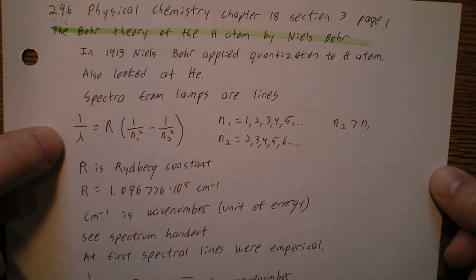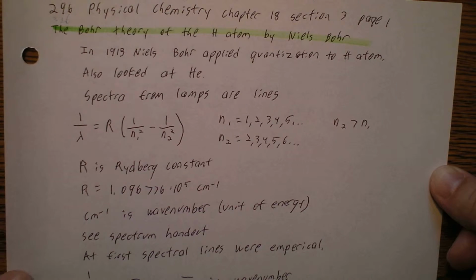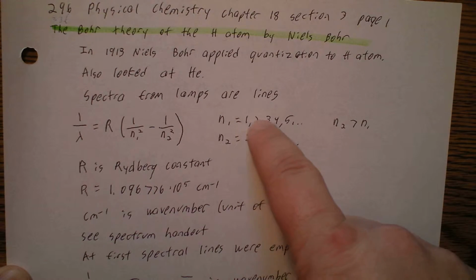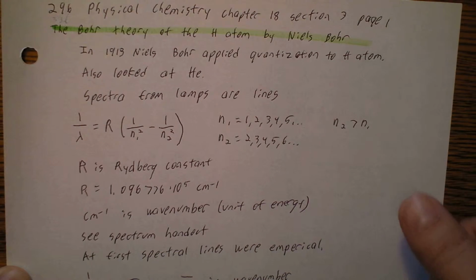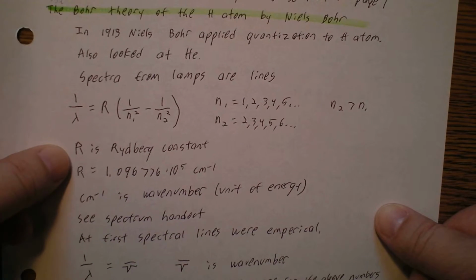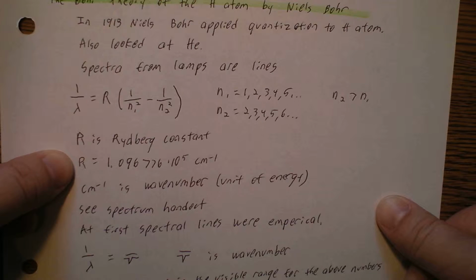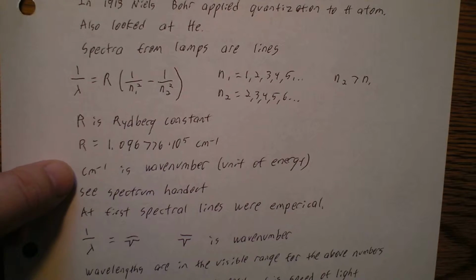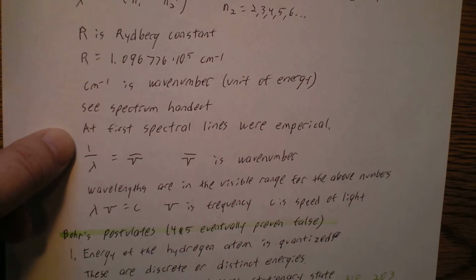And we get this formula: 1 over lambda is equal to R times (1 over n1 squared minus 1 over n2 squared). So remember, lambda is wavelength. n1 could be 1, 2, 3, 4, 5, and then n2 could be 2 or 3 or 4 or 5 or 6. And n2 has to be greater than n1. So R is the Rydberg constant. It's equal to 1.06776 times 10 to the 5th per centimeter. Per centimeter is wave number, so it's actually a unit of energy. And then see the spectrum handout.